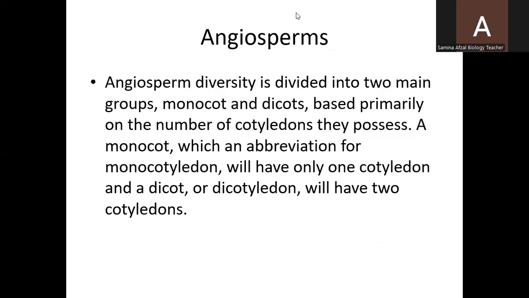Angiosperm diversity is divided into two main groups. They can be monocots or they can be dicots. Monocots, mono means single, dicots, di means two. Cot is an abbreviation of cotyledon. So monocots mean monocotyledons and dicots mean dicotyledons, based primarily on the number of cotyledons they possess.